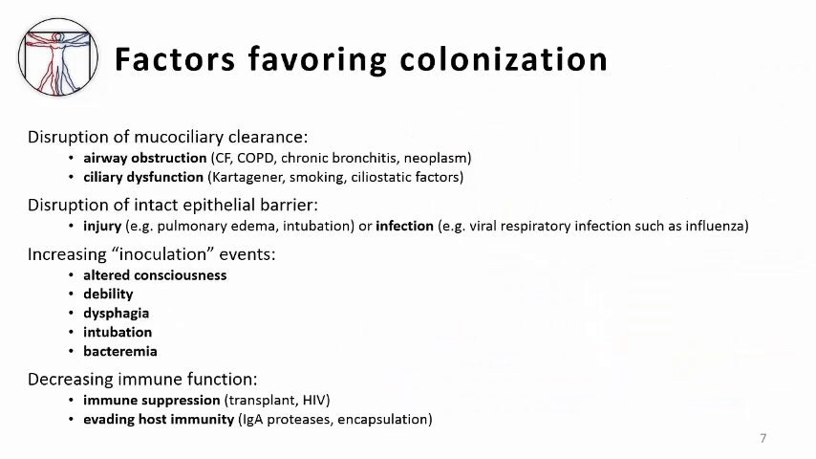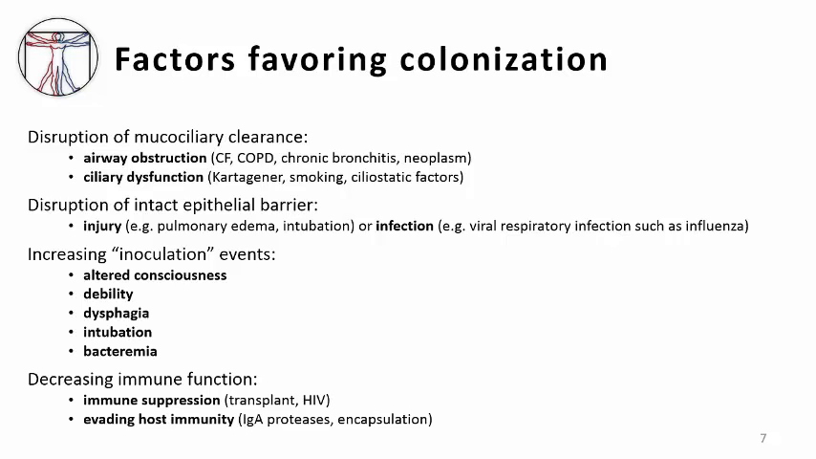So the features that favor colonization include those factors that may disrupt this mucociliary clearance mechanism, such as airway obstruction or other types of anatomic abnormalities as listed here. Also, there are certain patient populations that have ciliary dysfunction, and smoking is an important cause of this, resulting in decreased ability to mobilize infectious agents as they enter into the lungs. Injury or prior infections due to respiratory viruses can disrupt the intact epithelial barrier, predisposing patients to developing pneumonia.